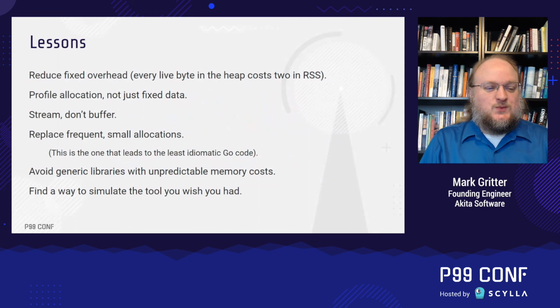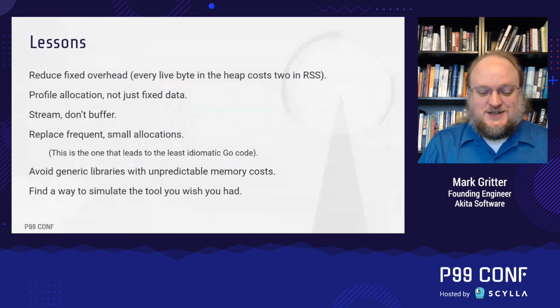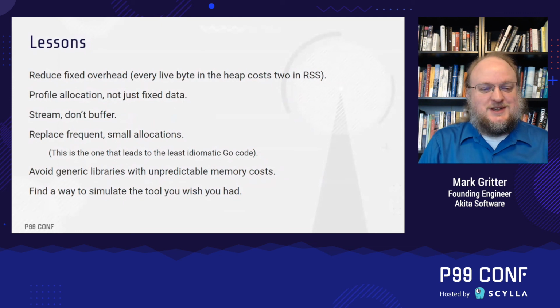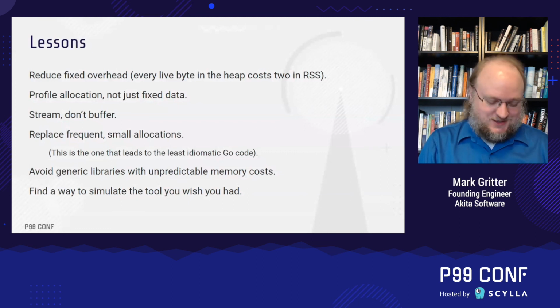So, one of the things we did that didn't help with the stability but was still a good idea is reducing the fixed overhead, because every live byte in the heap cost 2 in resident set size, and it made it a lot easier to focus on what was actually being allocated. We needed to profile allocation, not just the fixed data. And most memory leak how-tos are about how to find why you're using too much memory. We had to fix why we are allocating too much memory.